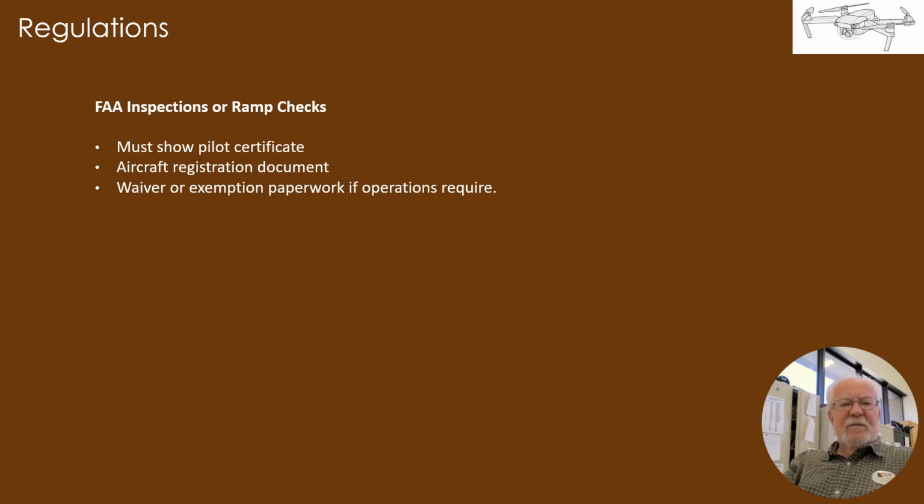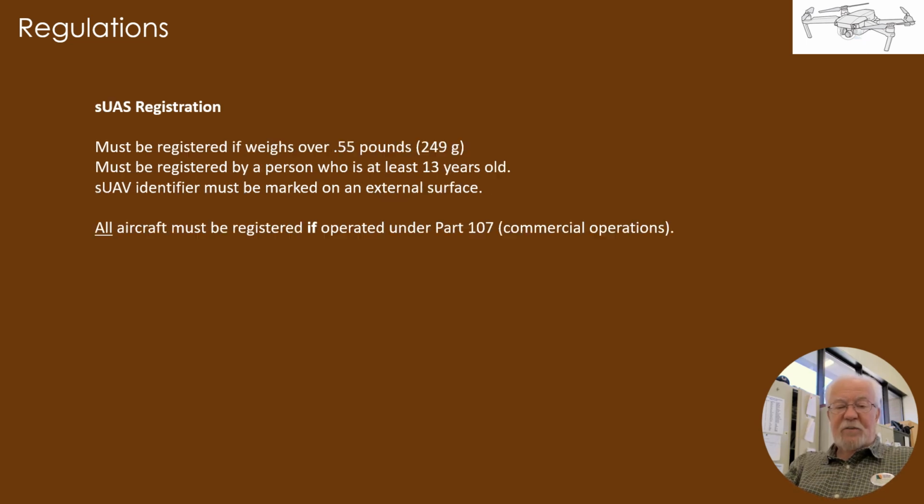What about FAA inspections and ramp checks? You have to show your pilot certificate and the aircraft registration document. If you have a waiver or exemption, that has to be presented. In other words, if you have a waiver to go faster than 100 miles an hour, or even a waiver to go beyond line of sight, and the FAA comes and asks you about it. But it's not just the FAA. Any law enforcement officer can ask for these things as well.